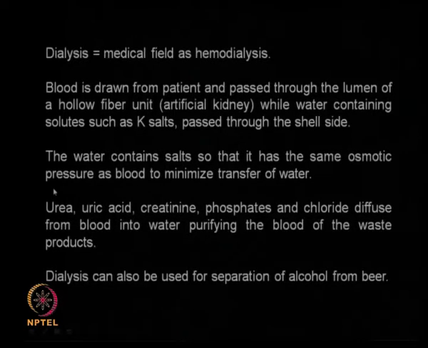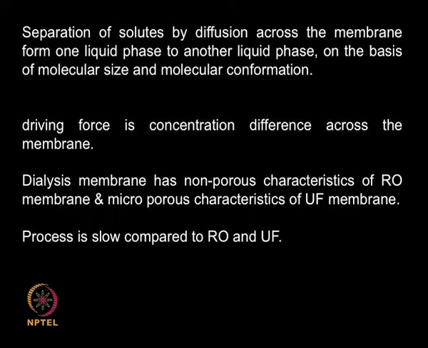Okay. So what happens when these two liquids flow? Urea, uric acid, creatine, phosphates, chlorides diffuse from the blood into water and your blood gets purified. It looks quite simple, but it does a fantastic job. So the separation of solutes generally happens because of diffusion across the membrane from one liquid phase to another. So it is based on the concentration difference. The blood has a very high concentration of all these salts and your dialysate has a very low concentration of this. So the driving force is your concentration difference.